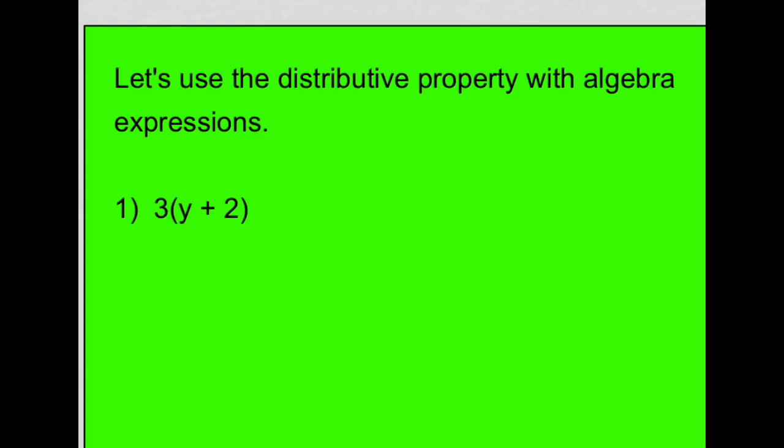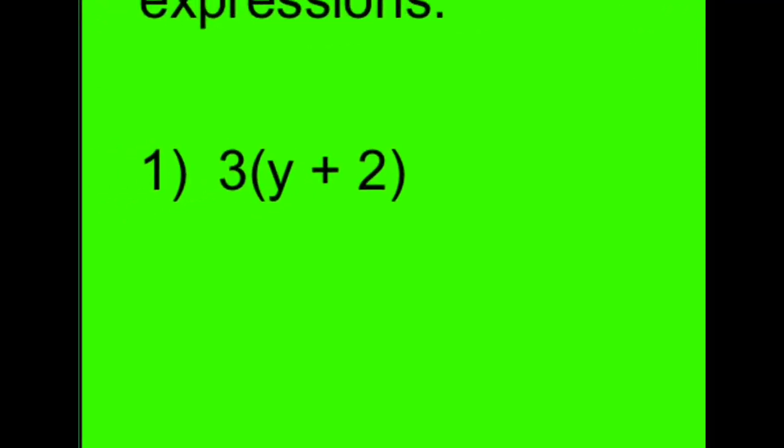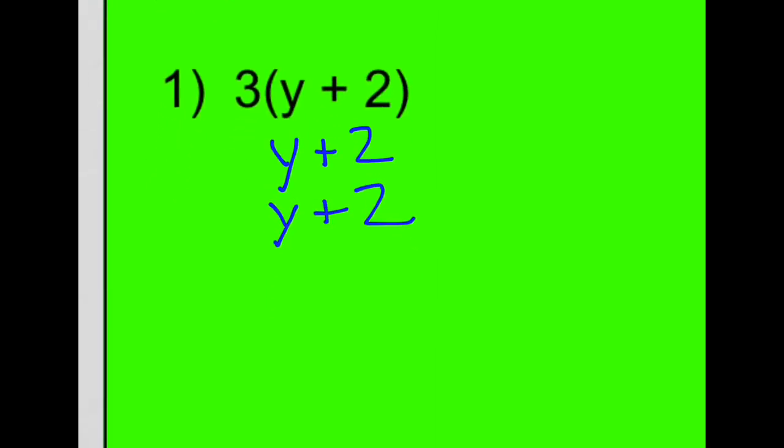Now this means 3 times y plus 2, or a better way of thinking about that is 3 groups of y plus 2. So let's write out 3 groups of y plus 2. I'm going to write out y plus 2, and y plus 2, and y plus 2. That's 3 groups of y plus 2. And remember, even though we don't see it, in front of each variable there's a 1.